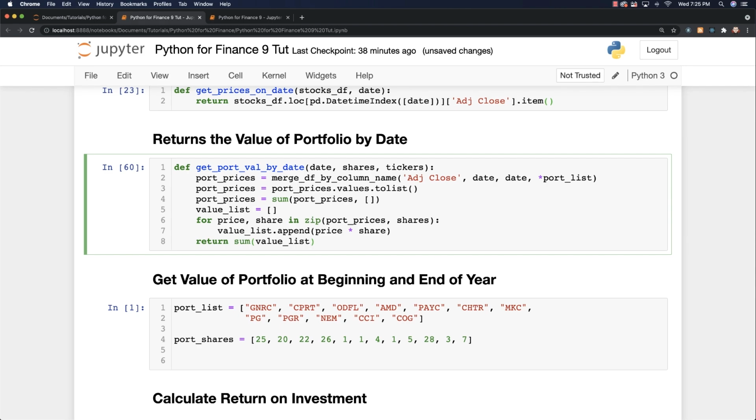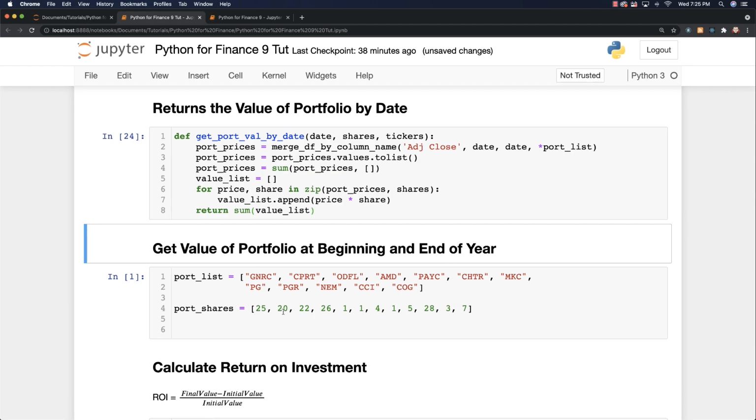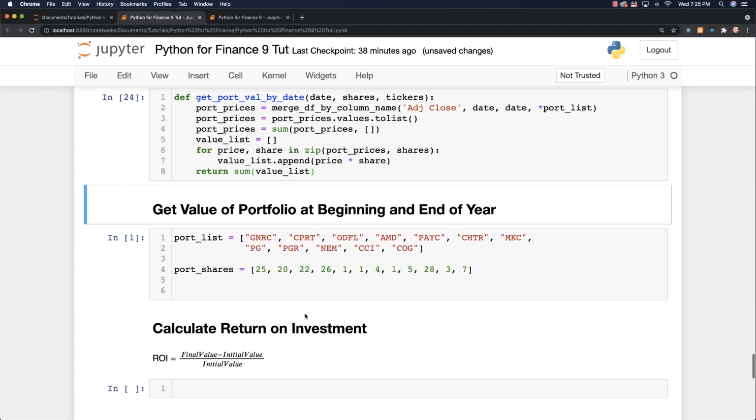All right, so there you go. Not that many lines of code, but that thing does a lot of stuff. All right, so what we want to do now, since we have all these awesome functions we created, is get the value of the portfolio at the beginning as well as the end of the year. These are the securities. These are the number of shares of each of the securities.